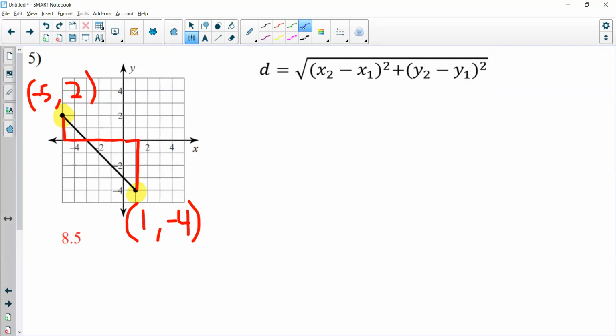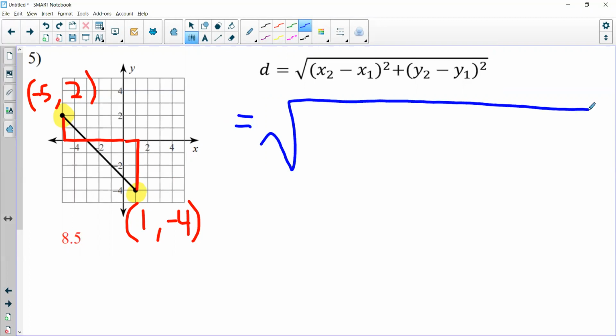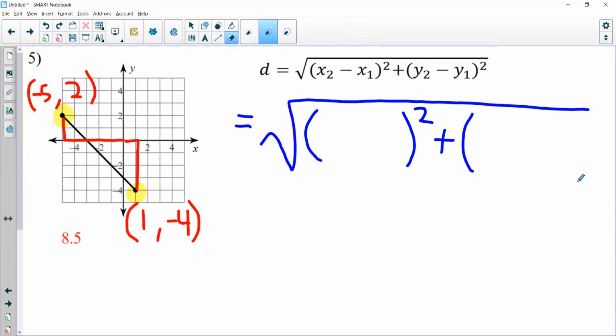So let's do that. So the distance equals, and we'll put a very large radical, and we're going to have something squared plus something squared. Oh shoot, let's redo that.